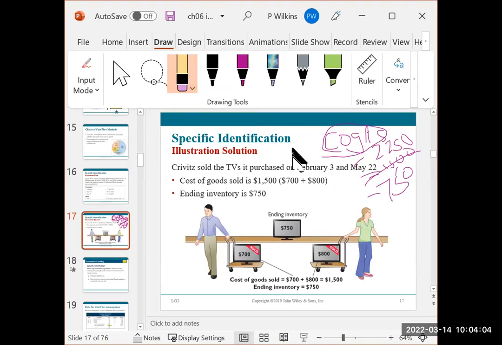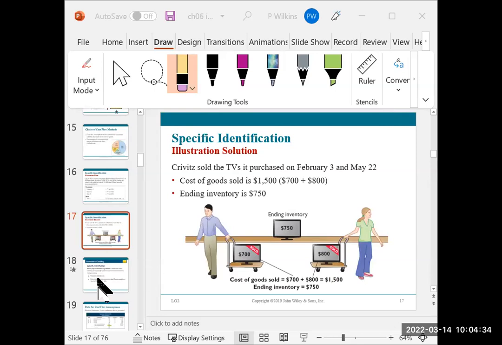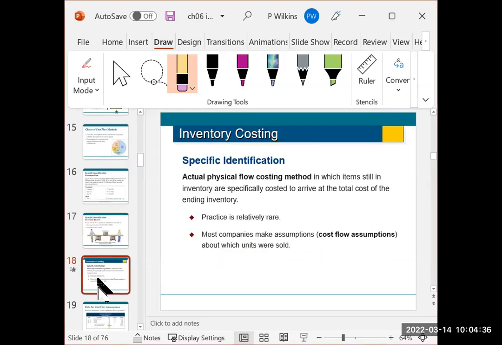All right, so let me erase that, and okay, any questions about that, you can let me know. All right, okay, so now we're going to talk about inventory costing, the cost flow method. But before I do that, I am going to share with you a tool, and I want you to write this tool down.